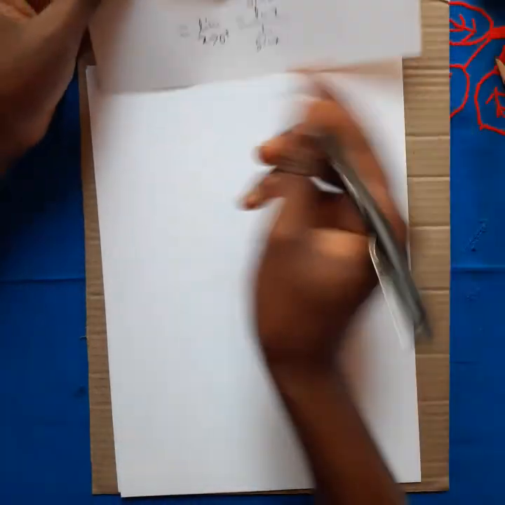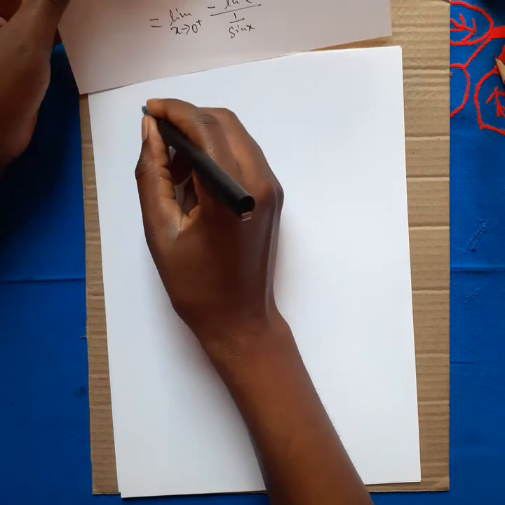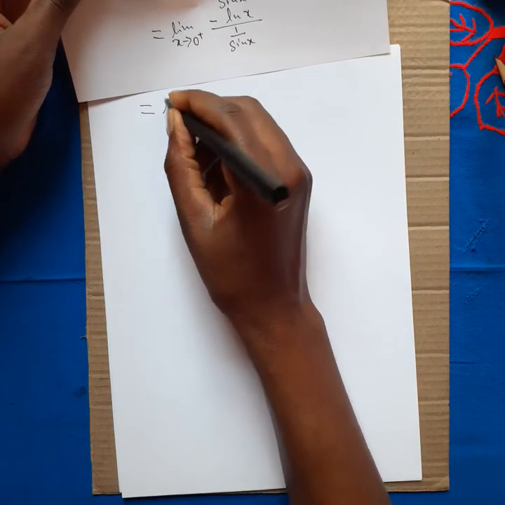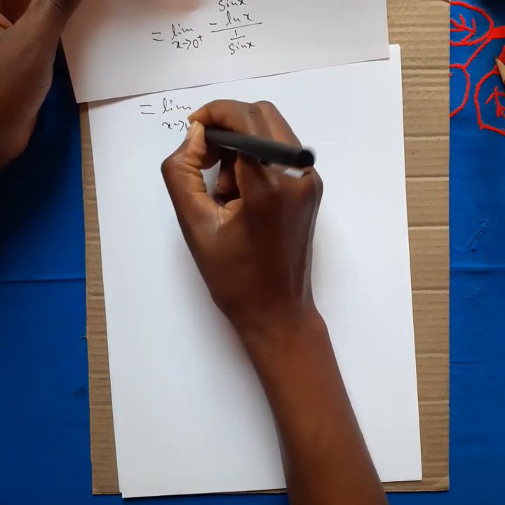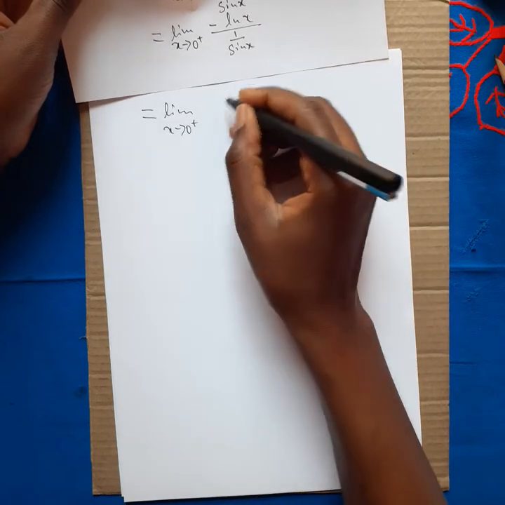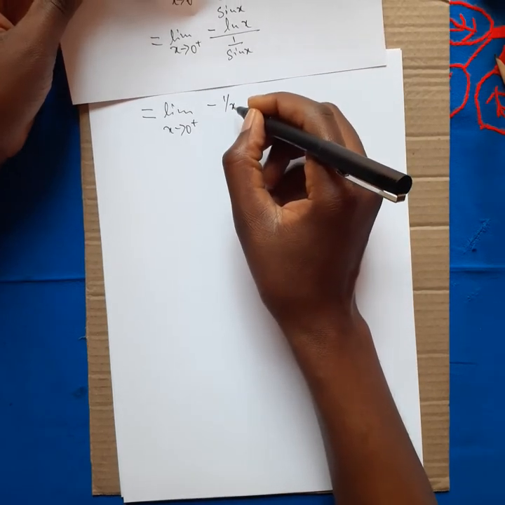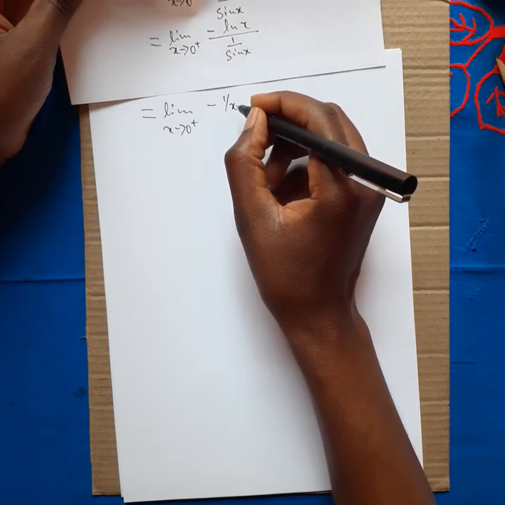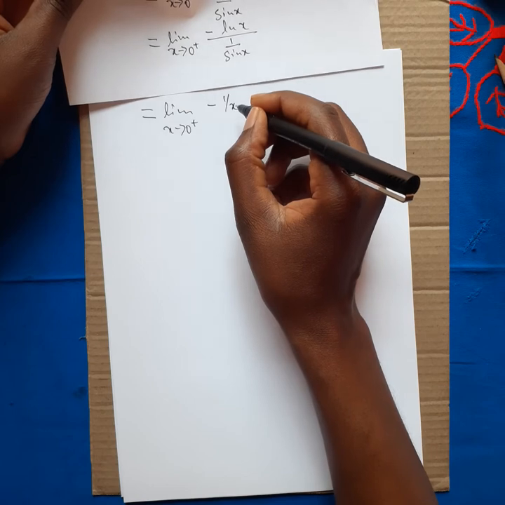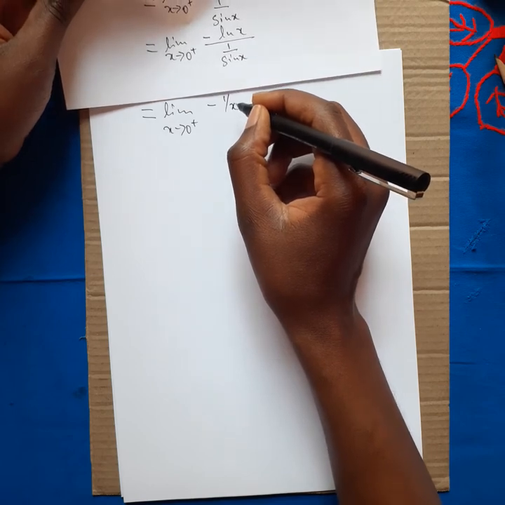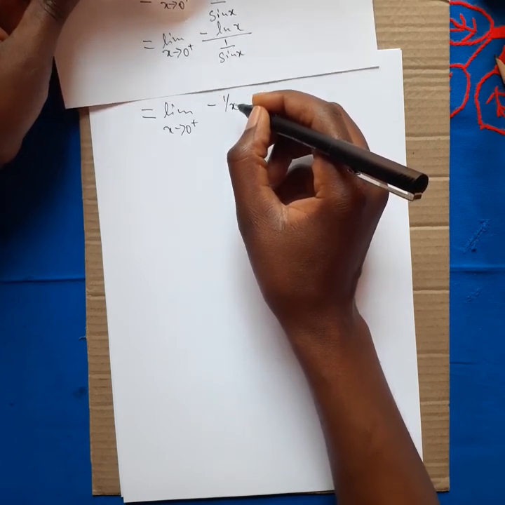And if we have something like that, then it will be equal to the limit as x is approaching 0 from the right. Then you differentiate, you get minus 1 over x. You differentiate 1 over sine x. What do you get?